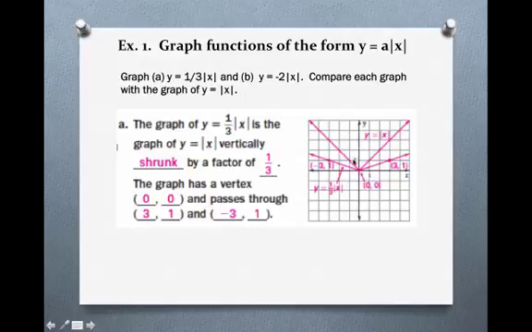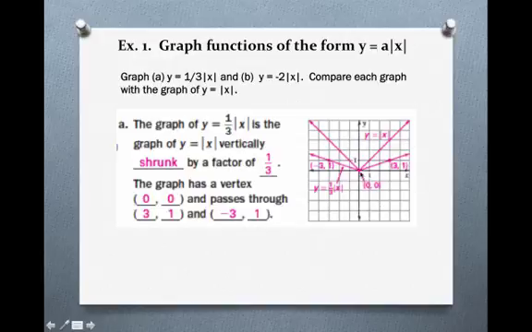So this upper V is y equals absolute value of x, and it's good to go ahead and draw that in so that you can make a good comparison of your new graph as compared to the parent function y equals absolute value of x. Okay, so the graph of 1/3 absolute value of x is the graph of y equals absolute value of x vertically shrunk by a factor of 1/3.